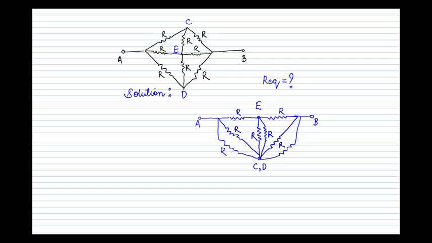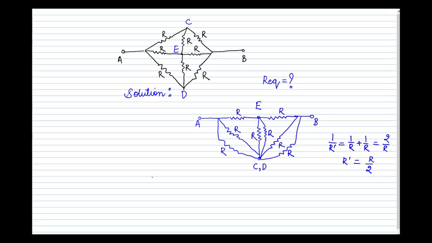So now we see this is R, and these two are in parallel. So these two resistances R and R in parallel, the equivalent resistance will be 1 upon R plus 1 upon R, which is equal to 2 upon R. So that means the equivalent resistance will be equal to R by 2. Similarly for these two it will be R by 2 because these two are parallel, and for these two also it will be R by 2. So these two are in parallel, these two are in parallel, and these two are in parallel.